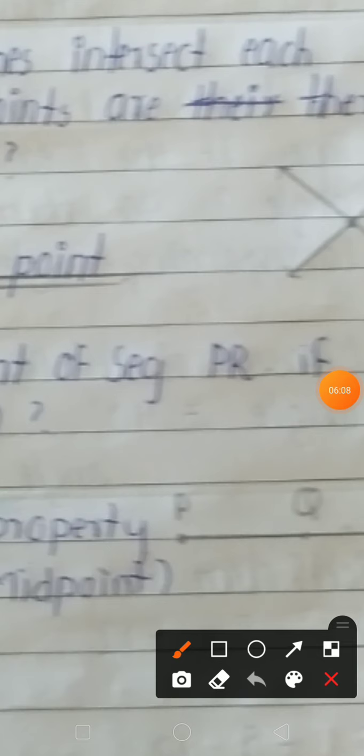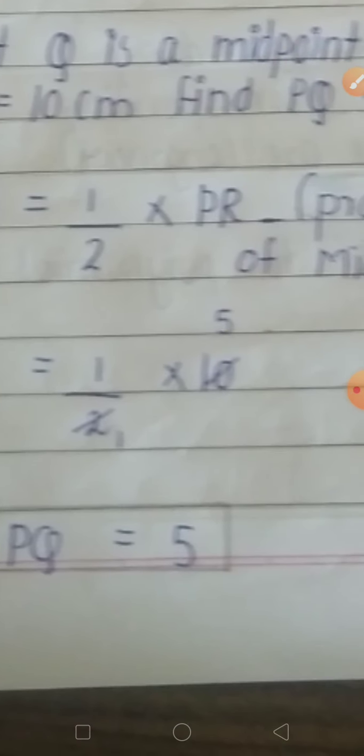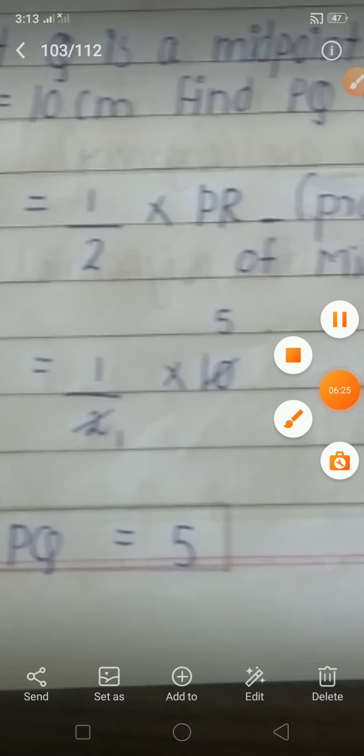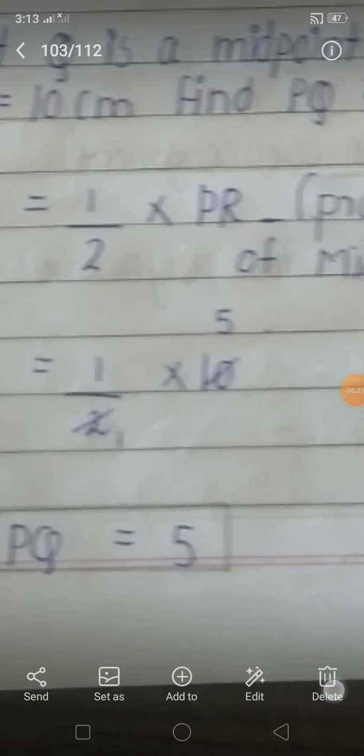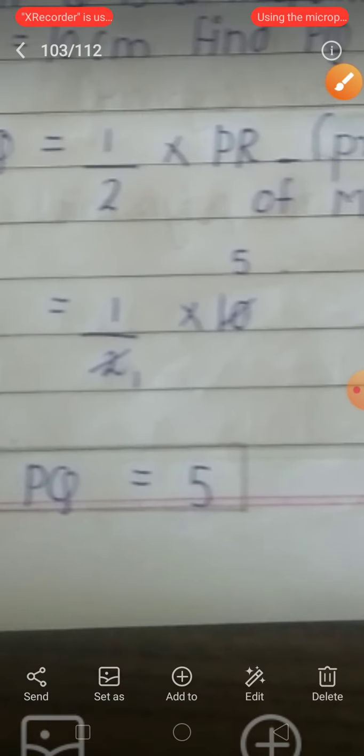Q is the midpoint of the segment PR. See here, Q is the midpoint of P, Q, and R. So PQ is equal to 1/2 into PR. The distance PR is 10 centimeters, and half of 10 is 5 centimeters. So PQ is equal to 5.